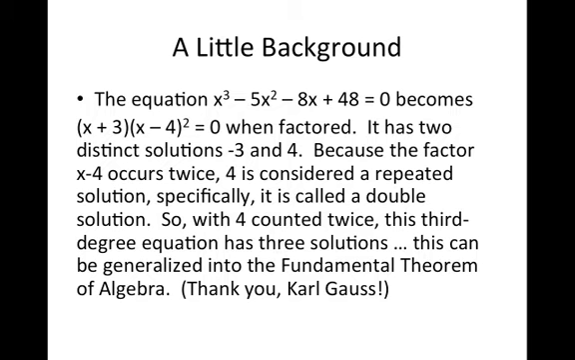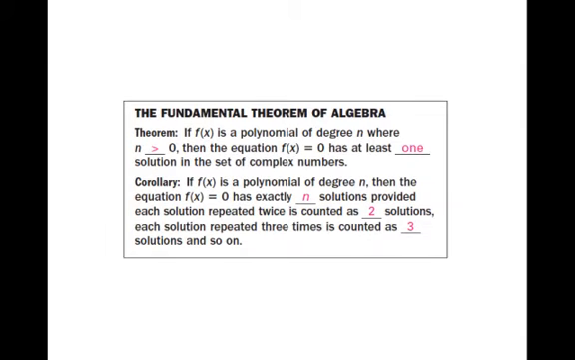This can be generalized into the fundamental theorem of algebra. Thank you, Carl Gauss. The theorem states, if f of x is a polynomial of degree n, where n is greater than 0, then the equation f of x equals 0 has at least one solution in the set of complex numbers. So first of all, it was established there's got to be at least one solution, real or imaginary, if n is greater than 0. Well, now there's a corollary based on this theorem.